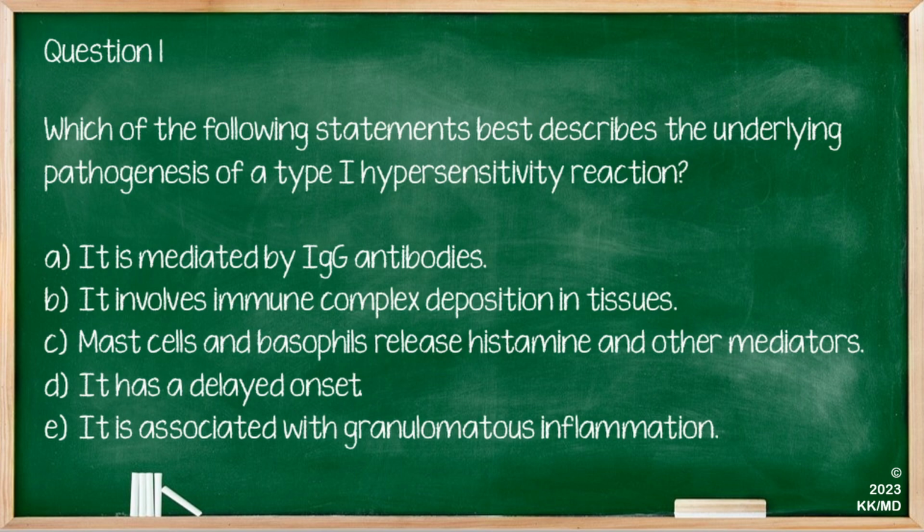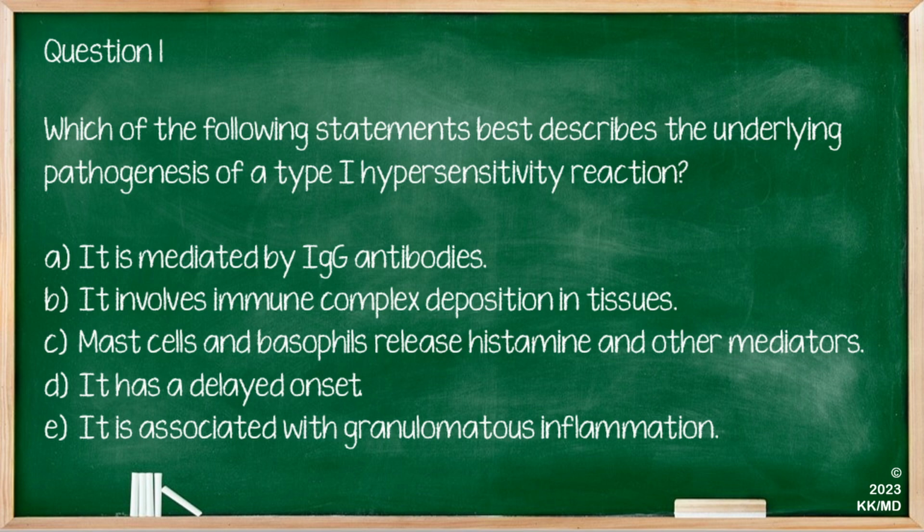So let's now do a question. Which of the following statements best describes the underlying pathogenesis of a Type I hypersensitivity reaction? So these are our options. A: It is mediated by IgG antibodies. B: It involves immune complex deposition in tissues. C: Mast cells and basophils release histamine and other mediators. D: It has a delayed onset, or it is associated with granulomatous inflammation.